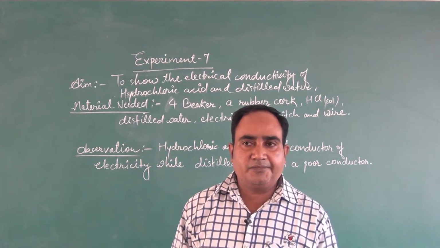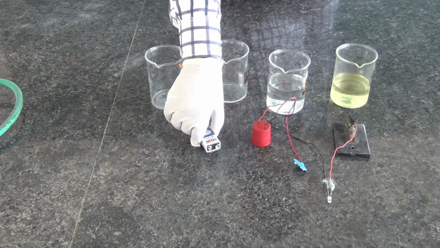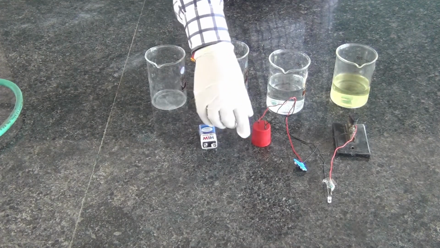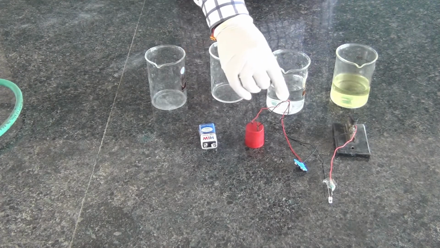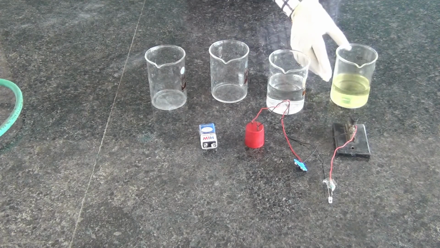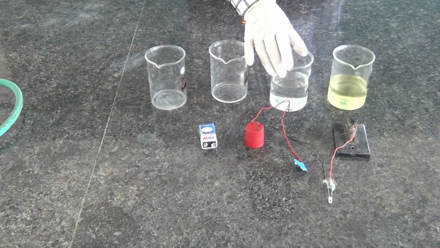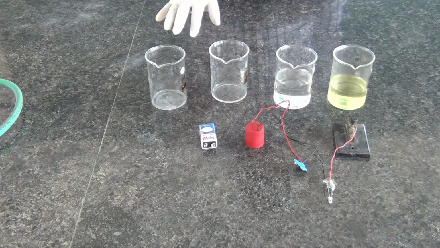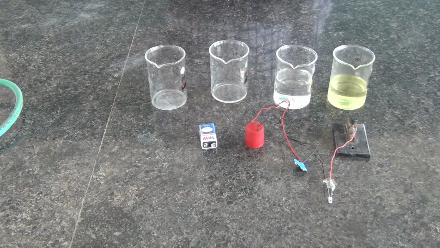Observe carefully. For this activity we require a battery, a rubber cork, 2 iron nails and some wire, an electric switch, hydrochloric acid solution, distilled water and 2 vacant beakers. Now I am going to perform this activity, so observe carefully.